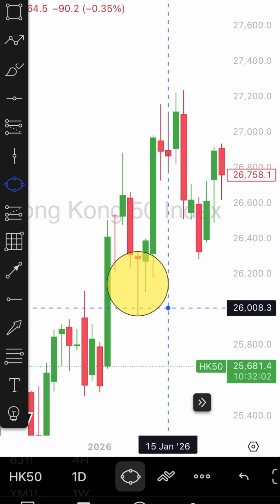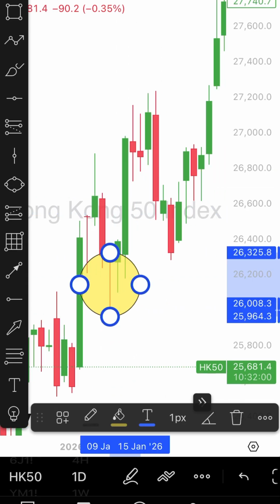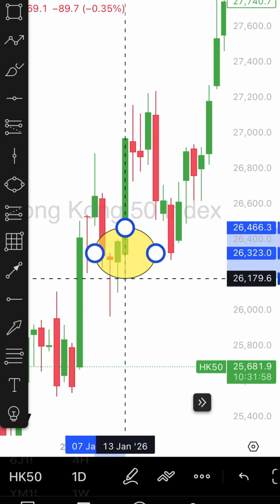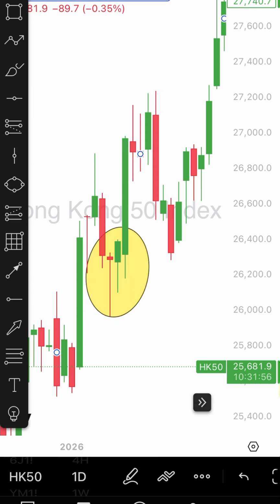This particular formation here that made me take this trade, what would you call this particular formation? Take your time. I'm giving you 5 seconds this time around. 5, 4, 3, 2, 1. If you said this is a rally based rally, then you are very wrong. This is a drop based rally.